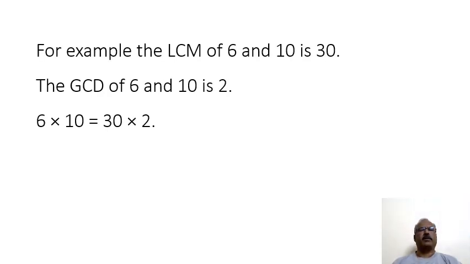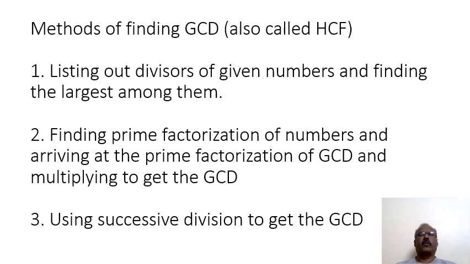For example, the LCM of 6 and 10 is 30. The GCD of 6 and 10 is 2. 6 times 10 equals 30 times 2. First, we will discuss methods of finding greatest common divisor or GCD. GCD is also called HCF, highest common factor.